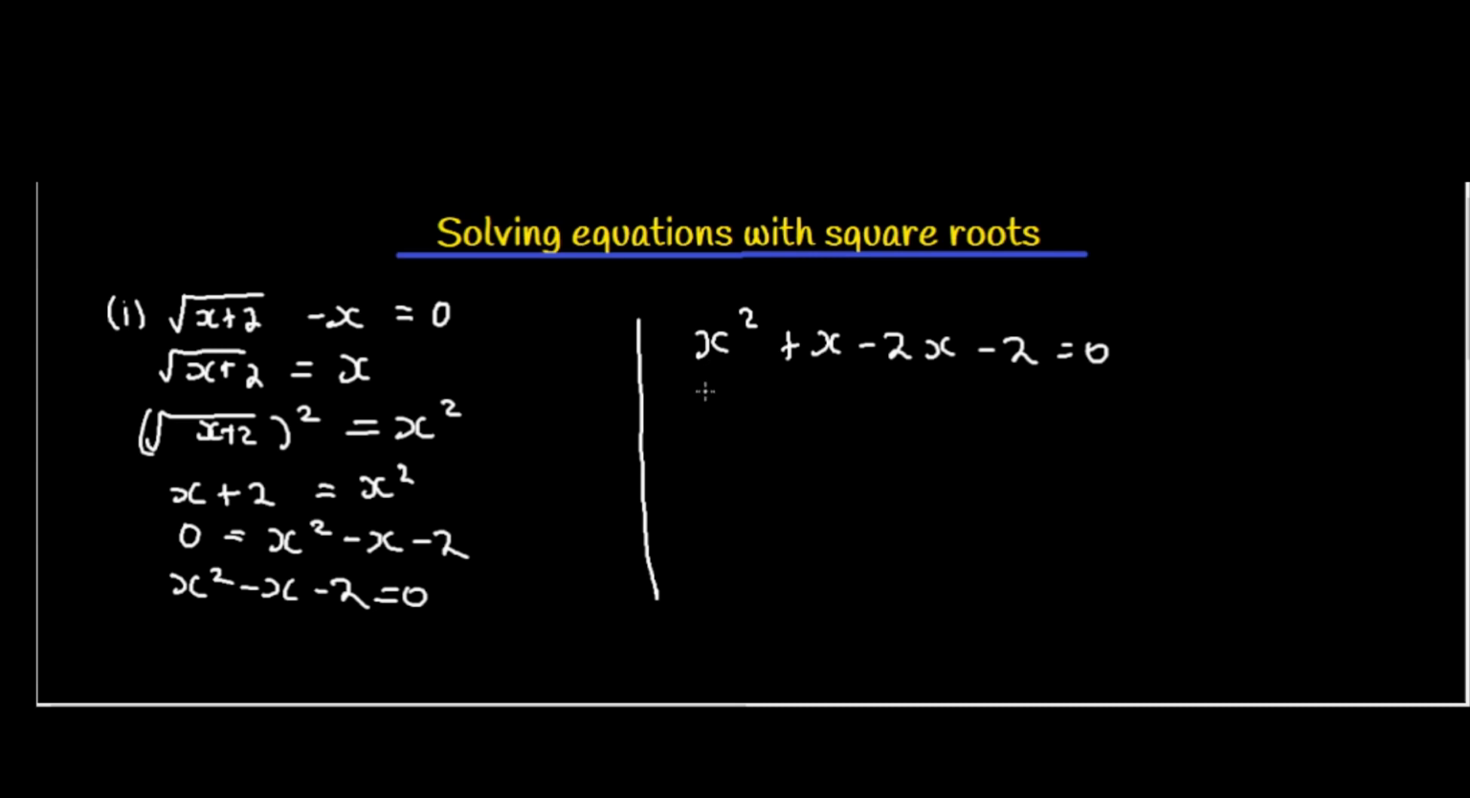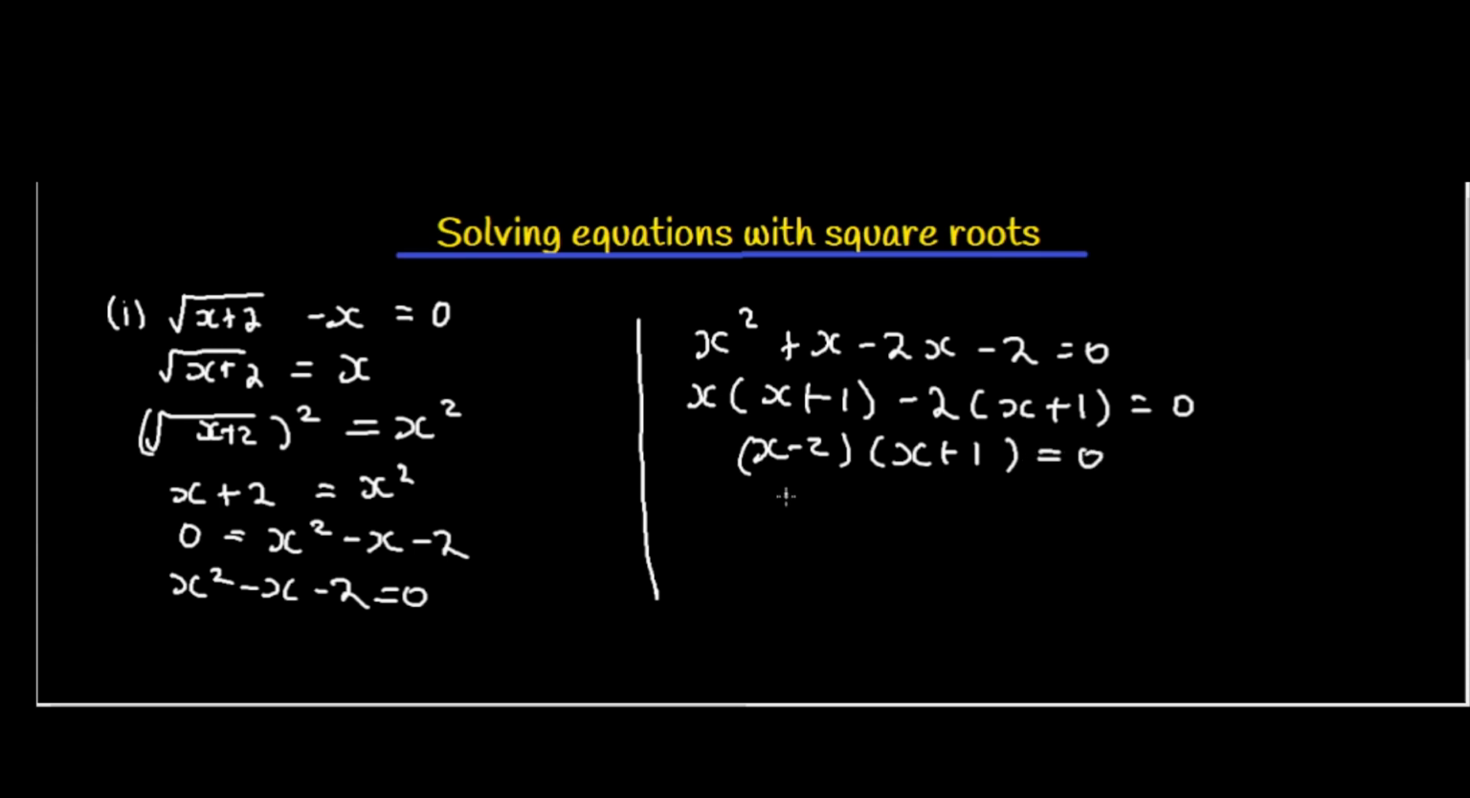And then we can solve this. We can factorize here. We shall have x into x plus 1, then minus 2 into x plus 1, equal to 0. So we have x minus 2 into x plus 1 equal to 0. Our values of x are going to be x equal to 2 and x equal to negative 1 like that. But take note that here we have to test whether both of these values of x satisfy this equation here. So let's test them.